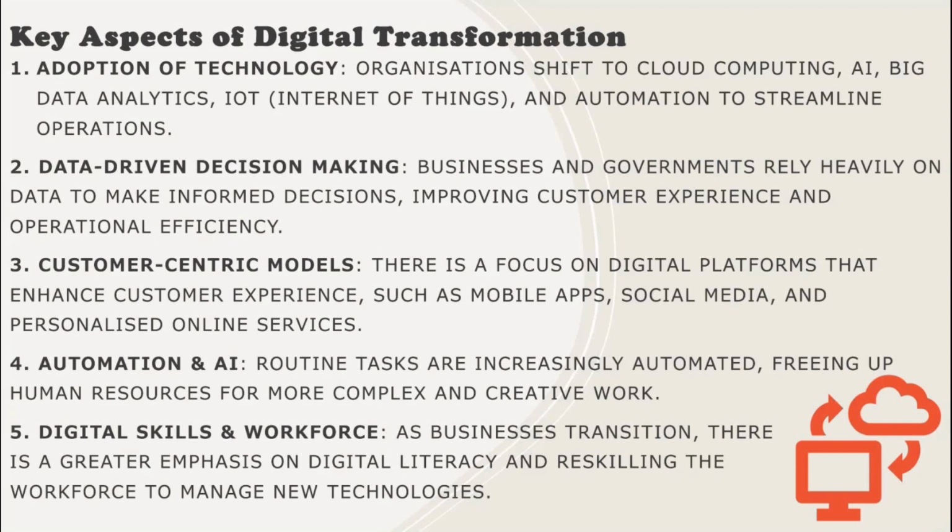And so there are some key aspects of digital transformation. For example, adoption of technology. Organizations may shift to cloud computing, artificial intelligence, big data analytics, Internet of Things, and automation to streamline operations. I'll give you an example in a moment, something I experienced and I was quite startled with. So data-driven decision making, a very important thing. There is an abundance of data. We're talking about millions and billions of pieces of data now for people.